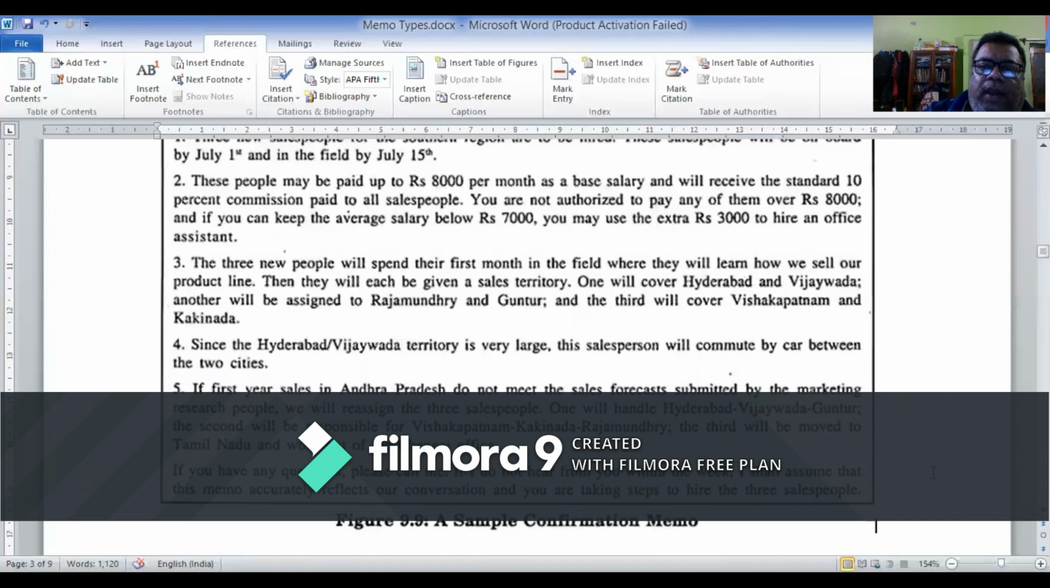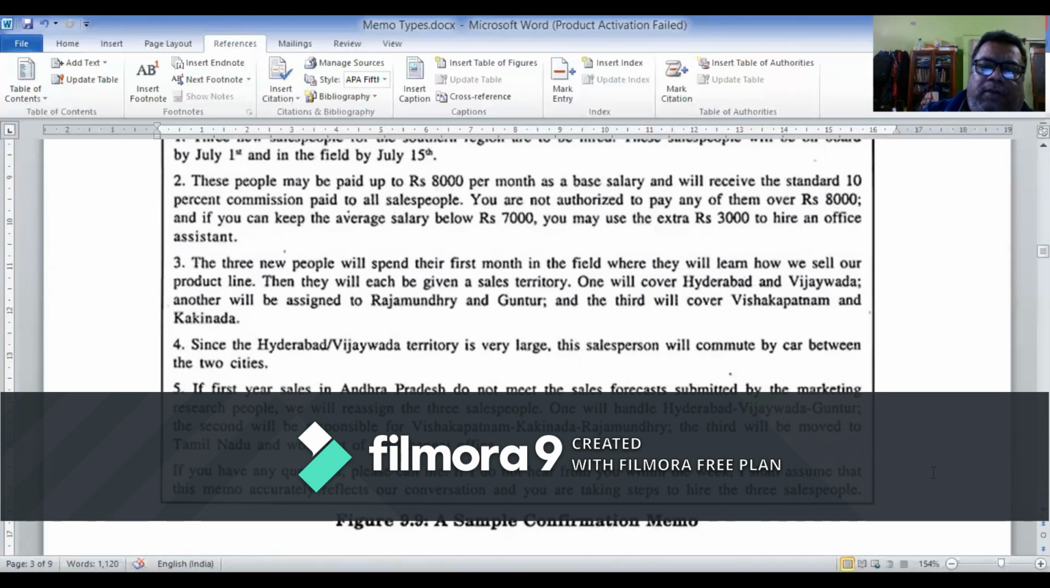Okay. And then it says the 3 new people will spend the first month in the field where they will learn how we sell our product line. And then they will each be given a territory. Okay. So these are the territories which need to be covered: Hyderabad, Vijayawada, Rajamundry, Guntur, Vishakapatnam, and Kakinada. Since the Hyderabad and Vijayawada territory is large, the sales manager suggests that the salesperson will need to commute by car between these two cities. So there has to be some provision for that.